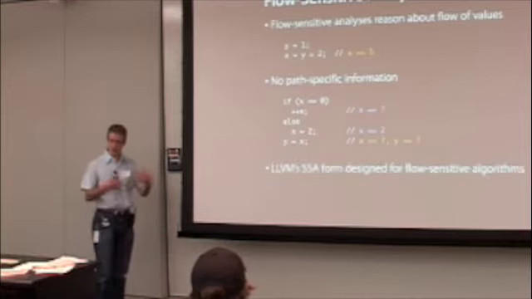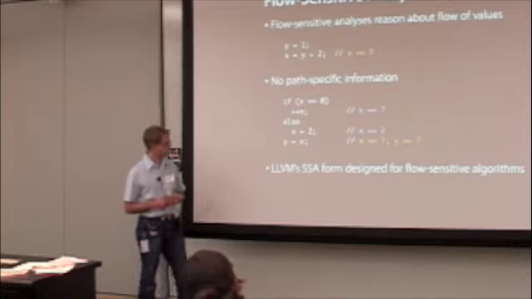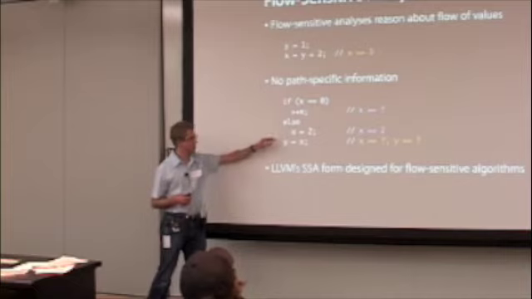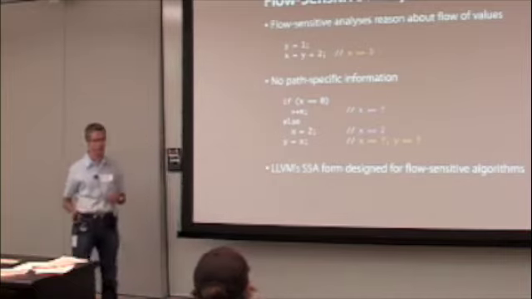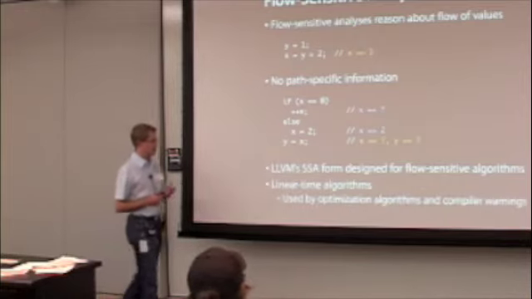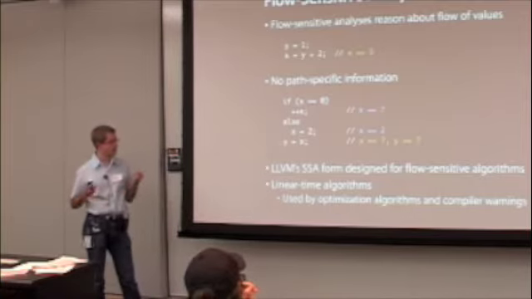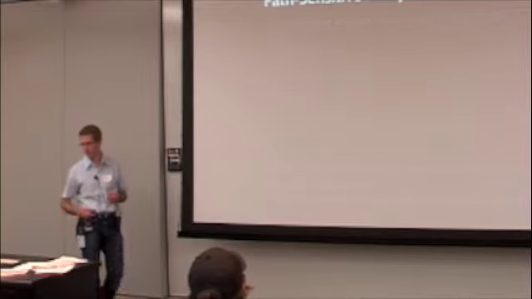LLVM's SSA form with its phi nodes and so forth is designed essentially for doing efficient flow-sensitive analysis. What happens with a phi node is that at the end of this branch, you're going to actually merge information here, right? That's how you don't get an explosion of information. The great thing about these is that they're fast algorithms. They can be used by optimization and compiler warnings. And this is really important because we want our programs to compile in some reasonable amount of time. But it's not always great for finding bugs.